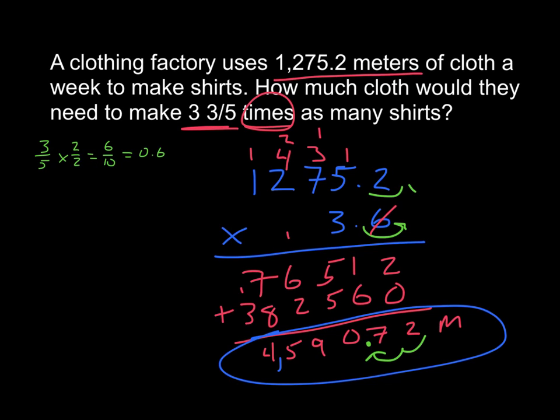Again, for this problem, I used the standard algorithm to multiply. The first thing that I did, on the side here, is I converted 3/5 into tenths so that I could easily write my fraction as a decimal when I solved the problem. Remember to pull out the decimal first and then move it back in at the end. When I solved this, I found 4,590 and 72 hundredths meters of cloth.